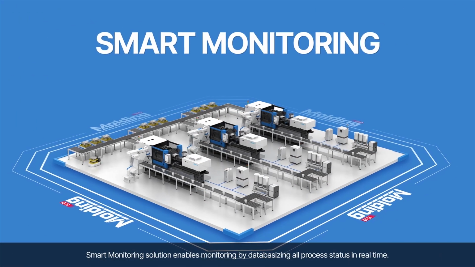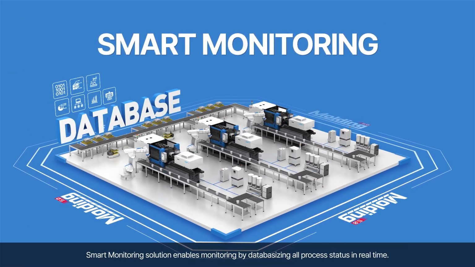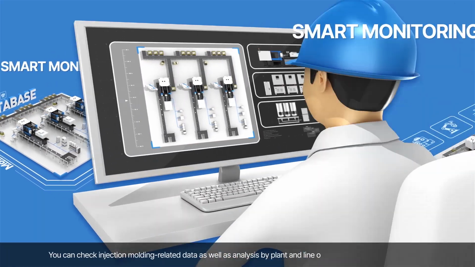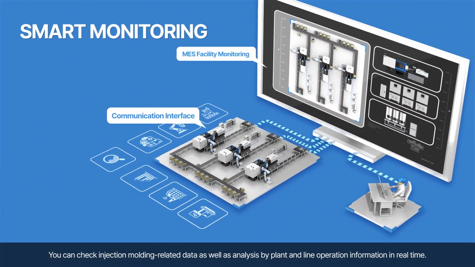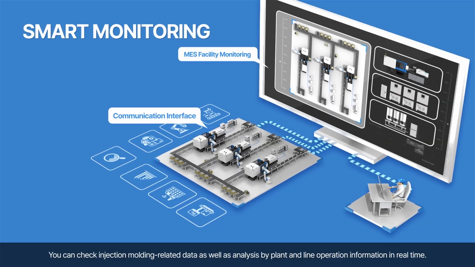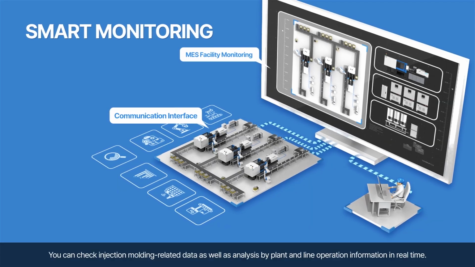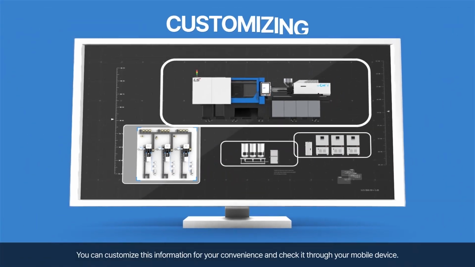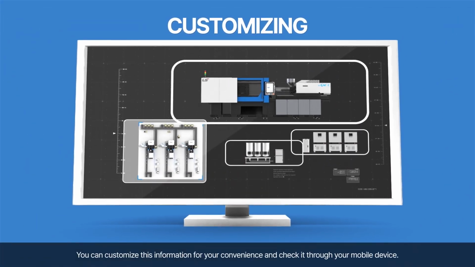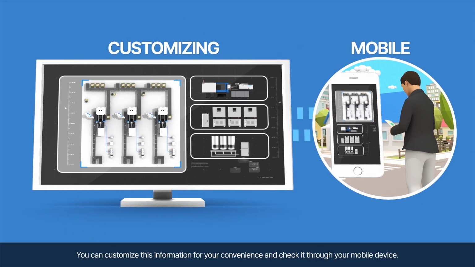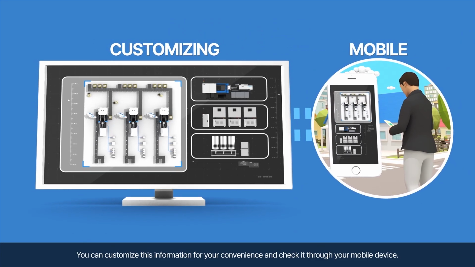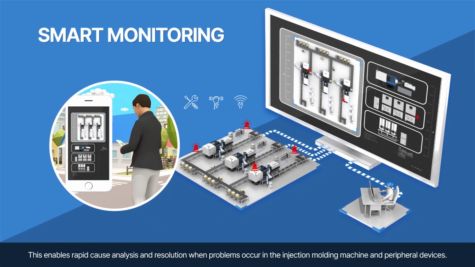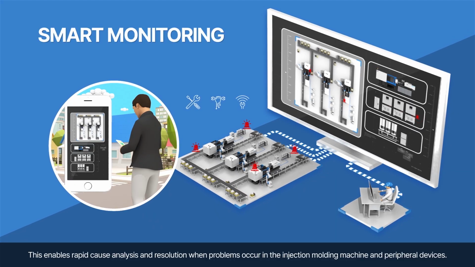Smart Monitoring solution enables monitoring by databasizing all process status in real time. You can check injection molding related data as well as analysis by plant and line operation information in real time. You can customize this information for your convenience and check it through your mobile device. This enables rapid cause analysis and resolution when problems occur in the injection molding machine and peripheral devices.